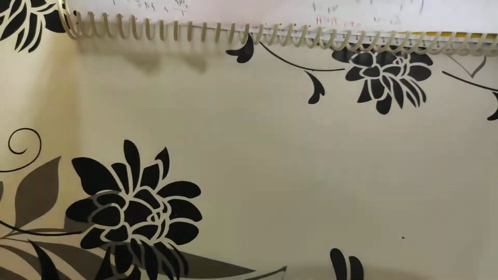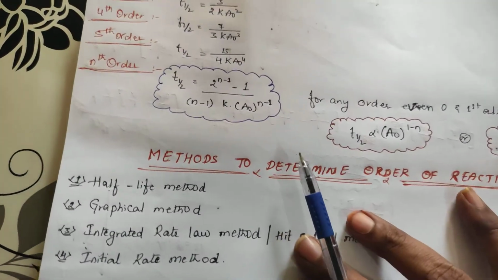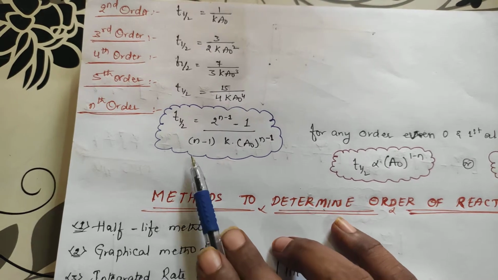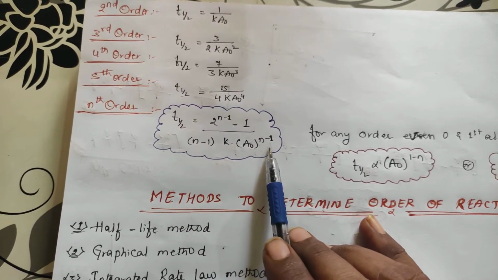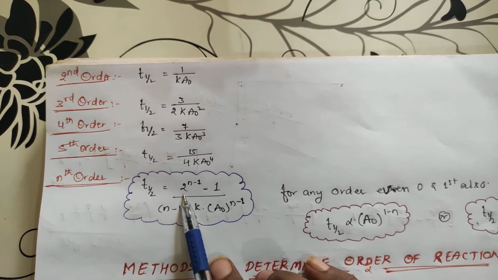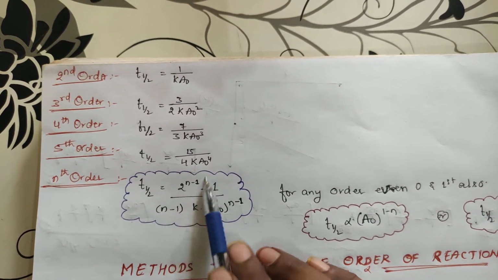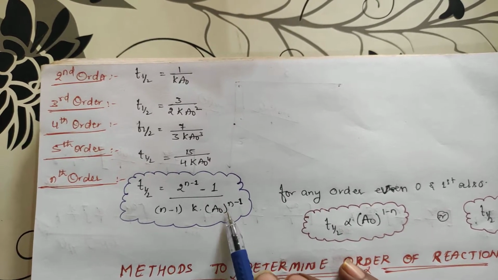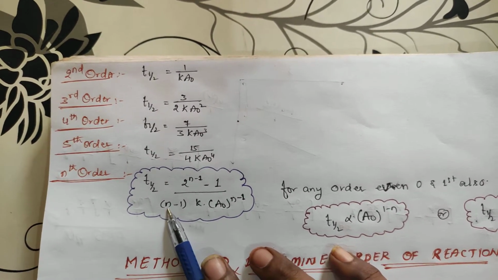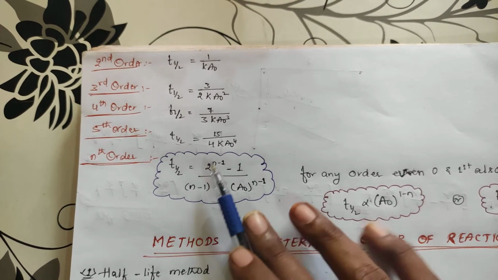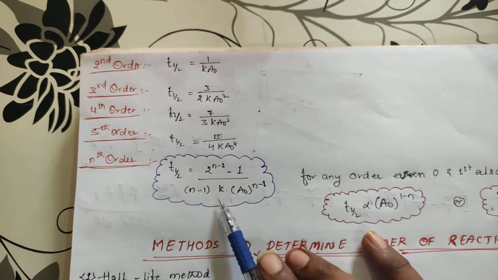Then you will be getting the value like 2 power n minus 1 minus 1 over n minus 1 into k a naught whole power n minus 1. See here, 2 is constant. For that, the power is also a constant value. 1 is constant. And this a naught is the initial concentration, you should keep in mind. n is the order number. n minus 1 is a constant value, and k is also constant.